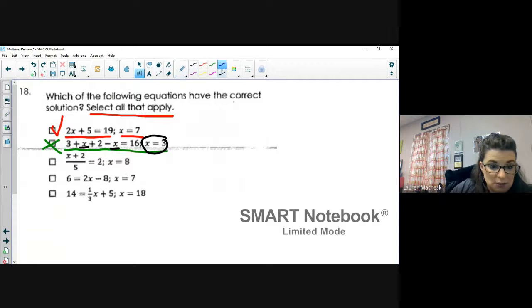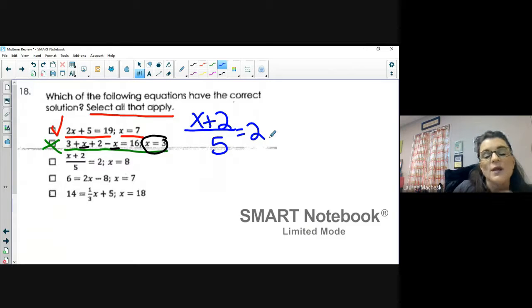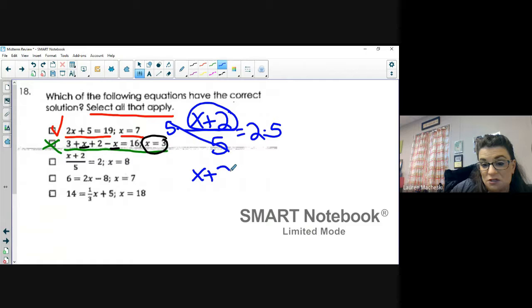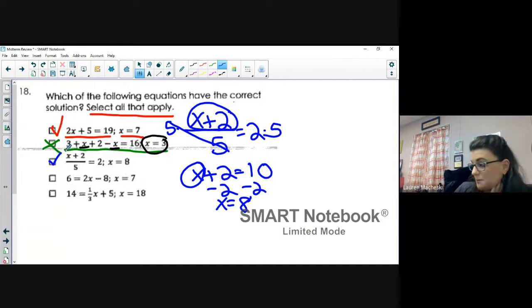All right. Let's look at that next question. x plus 2 divided by 5 equals 2. Is x going to equal 8? All right, remember, this is a fraction, so I cannot touch the numerator until I get rid of the denominator. So multiply both sides by 5 to get rid of the denominator. So x plus 2 equals 10. If I minus 2, x equals 8. So that works.